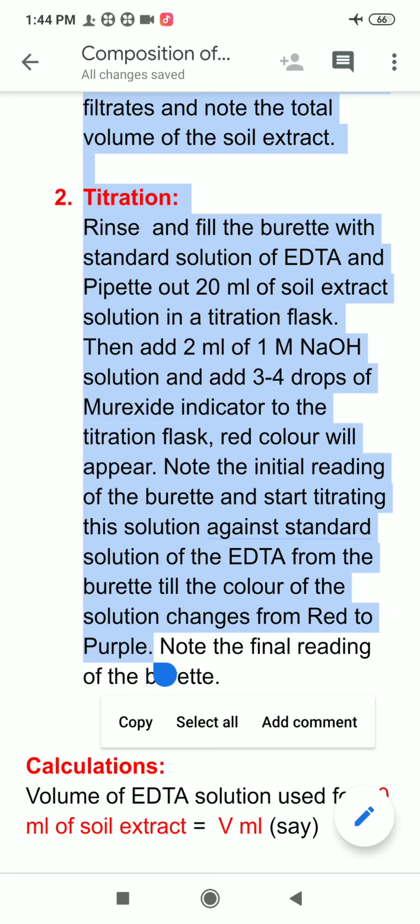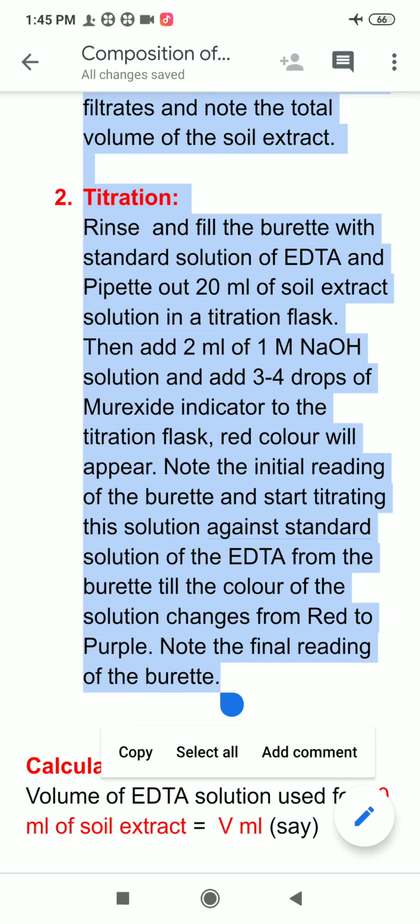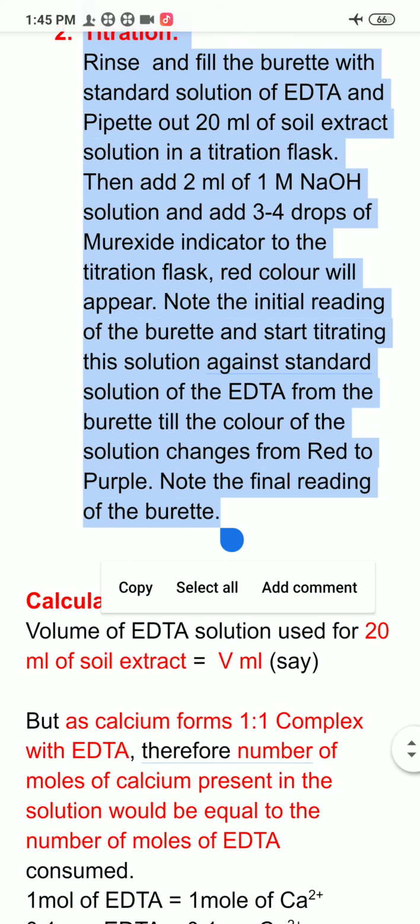When the color of the solution changes from red to purple by adding a single drop of the EDTA solution, that will be our endpoint, and we will note the final reading of the burette at this point. So then the difference of the final reading and the initial reading will give the volume of EDTA solution used for the given volume of soil extract.